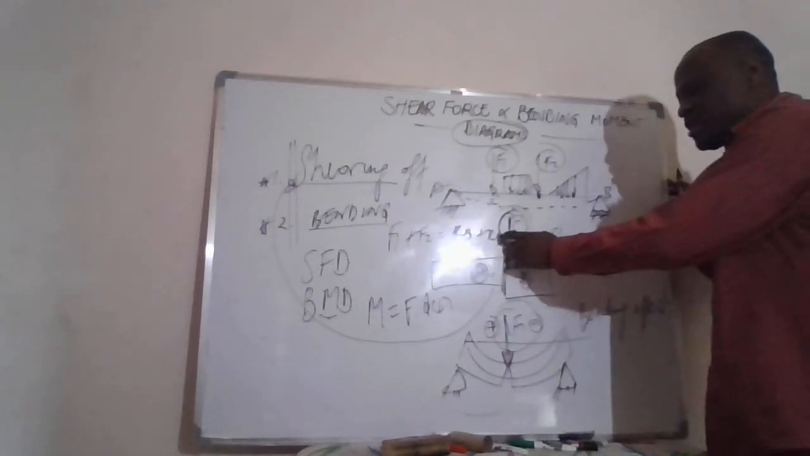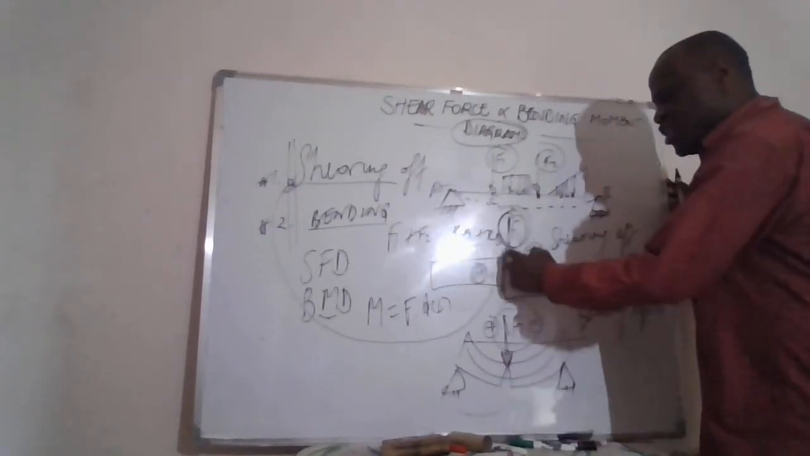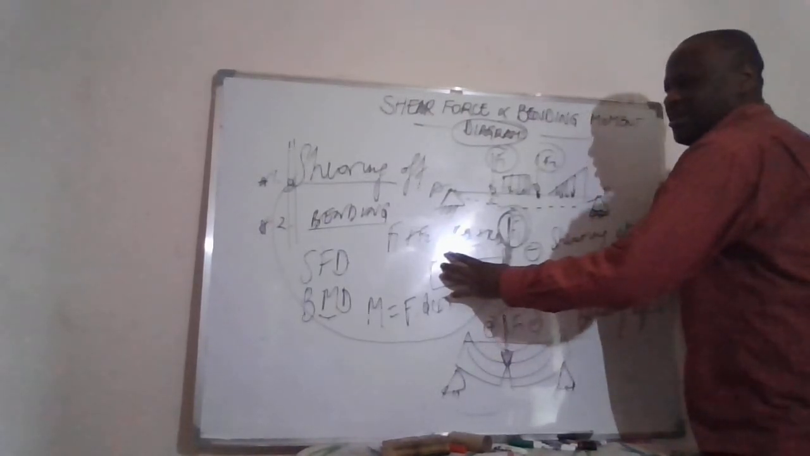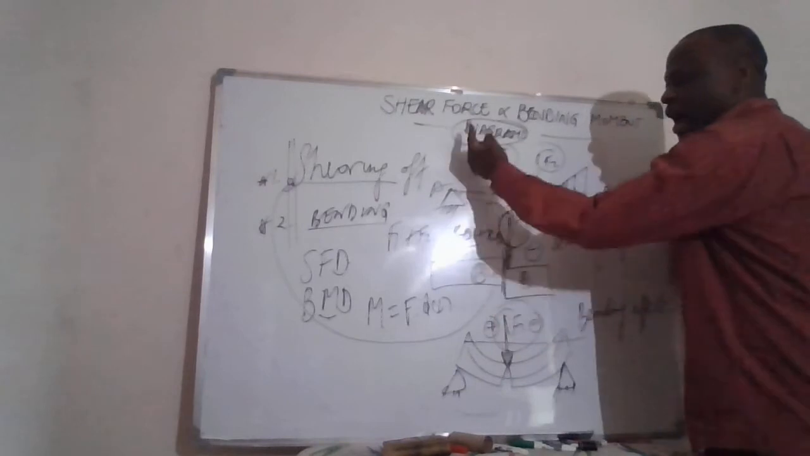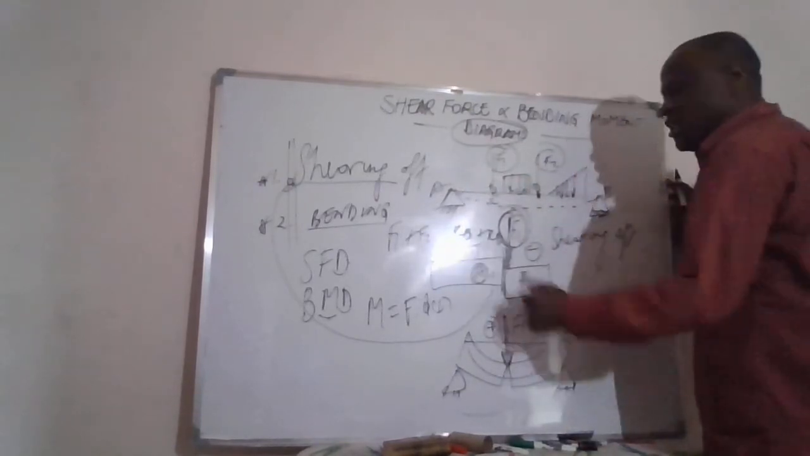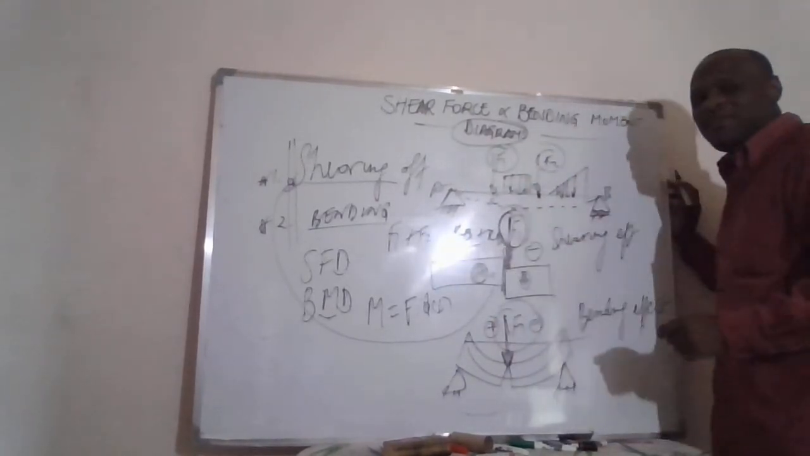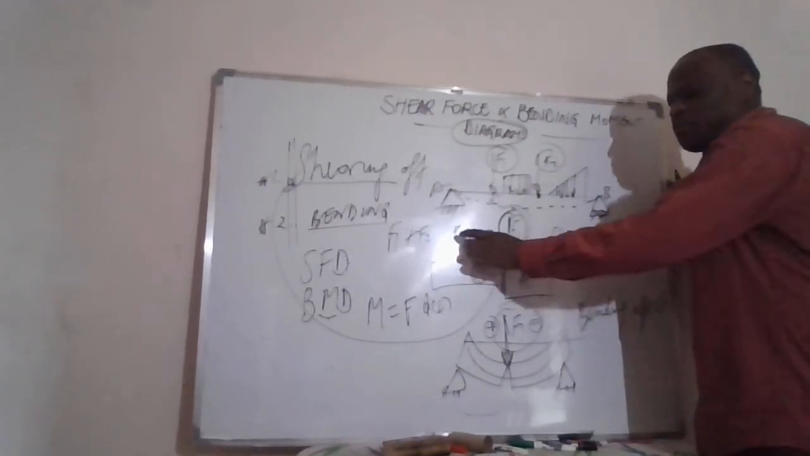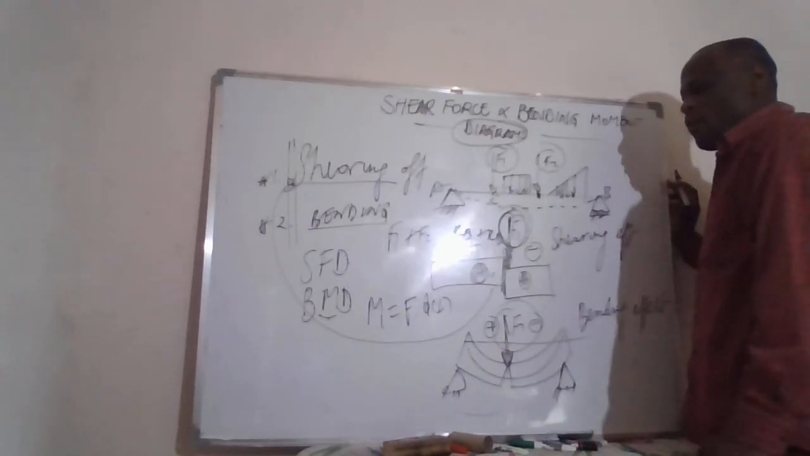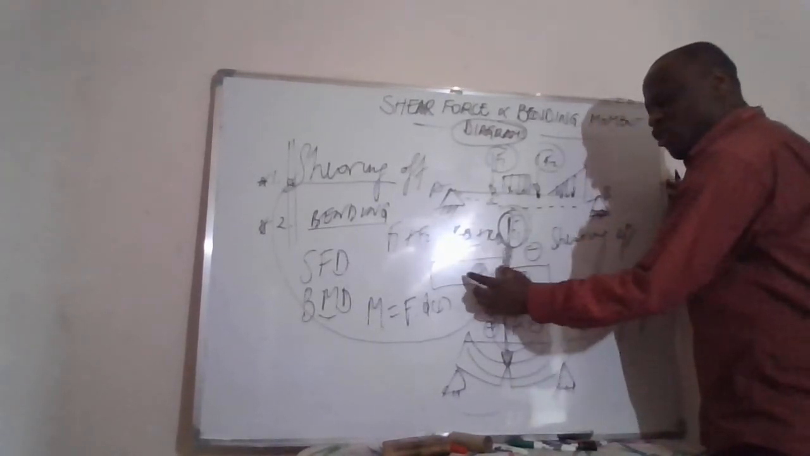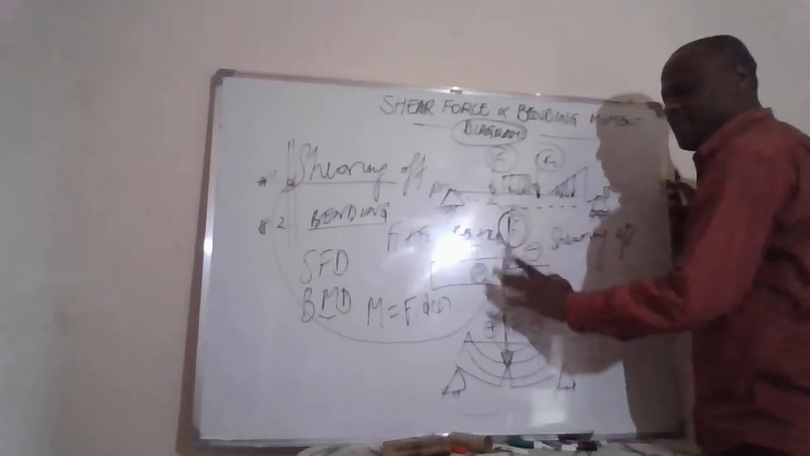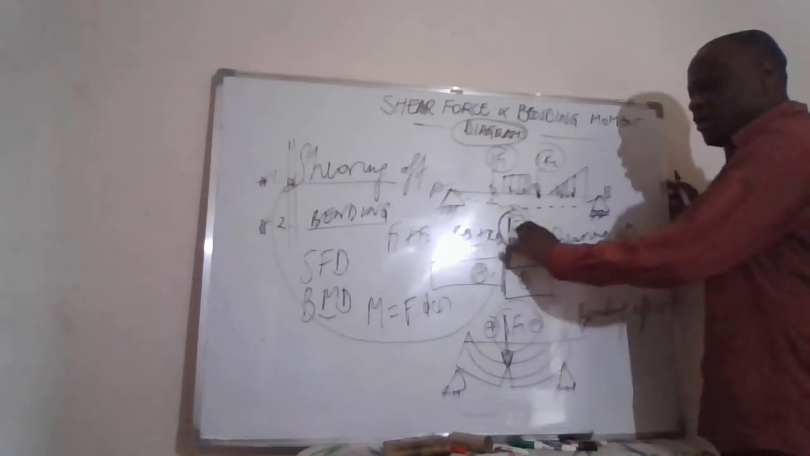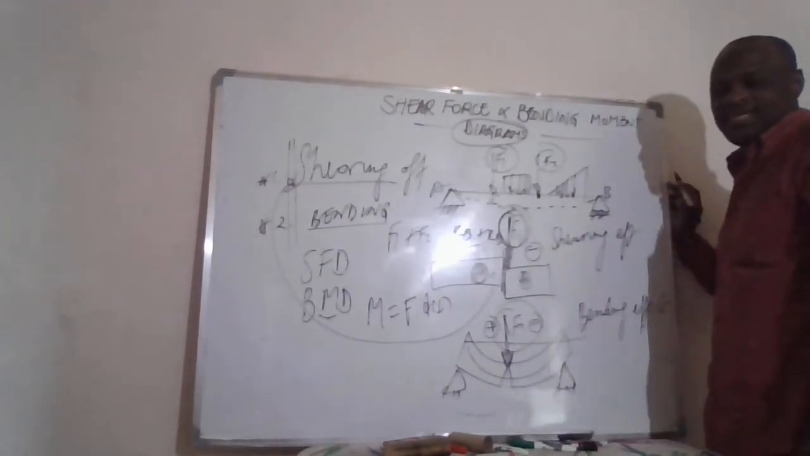We have a positive shear force when there is a shearing effect taking place in such a way that the left part of the beam is going upward. In that case, we're saying that the beam is being subjected to a shear force that is positive. Whenever the left part of the beam is going up, the shear force is positive. Whenever the left part is going down, the shear force is considered negative.